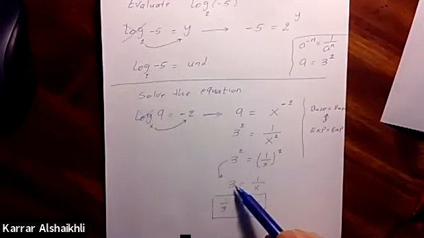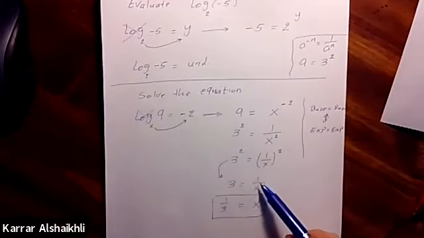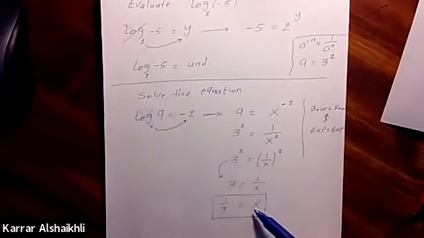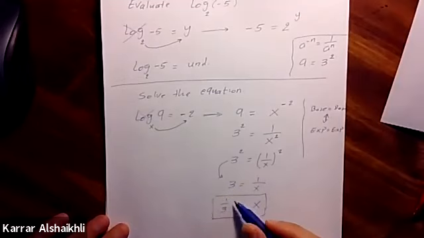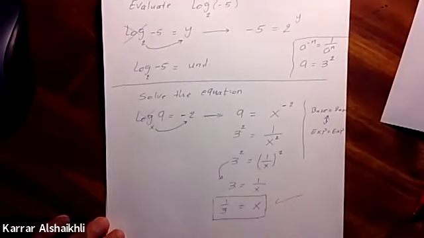Take the reciprocal for both sides. The reciprocal of 1 over x is going to be x. The reciprocal of 1 over 3 is going to be 3. That means the value of x is going to be 3. So that's what they're going to ask you.